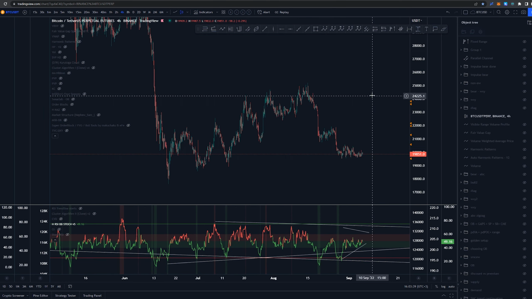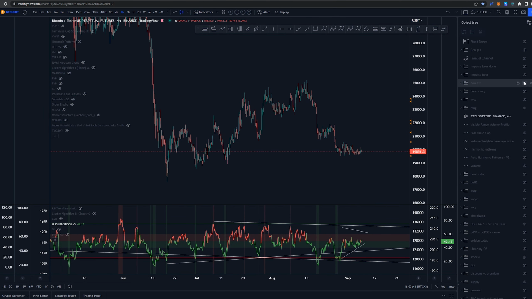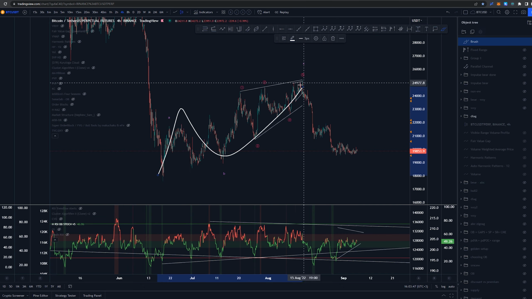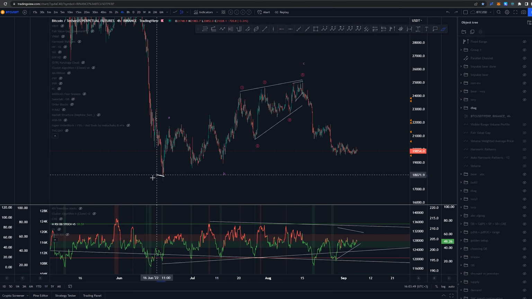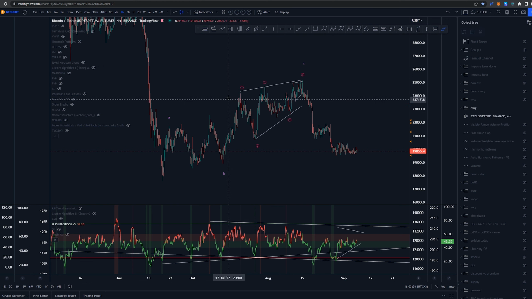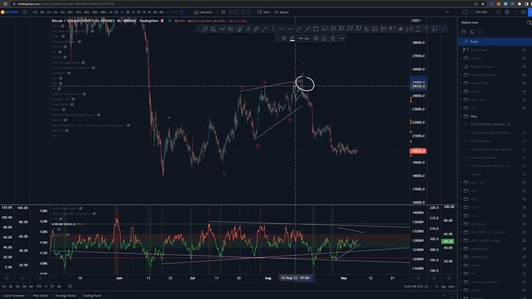Now, on overall higher time frame, we had two different ideas. One of which was that we had some kind of three-way structure here, ABC, a WXY, however you want to be placing it, starting from these lows, ending at these highs. That is the main point. And then we would have something new starting from these highs.